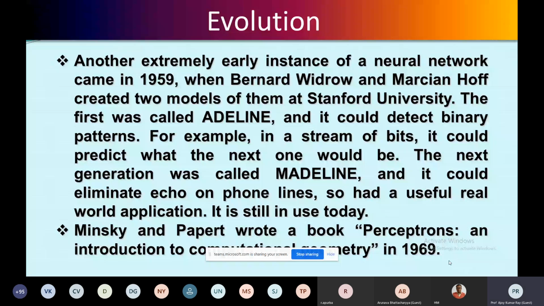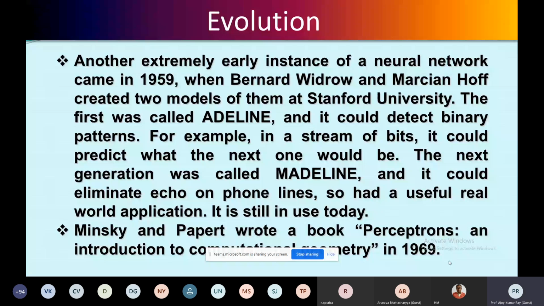And immediately after that, in 1959, Bernard Widrow and Hoff, they were at Stanford University. They developed two excellent models. One was known as Adaline, and that could detect binary patterns. And the second one, immediately thereafter, was known as multiple Adaline or Madaline. In fact, I cannot talk about each one of them in detail, but it is very important that you know what these people did in the early days of the development of today's machine learning.